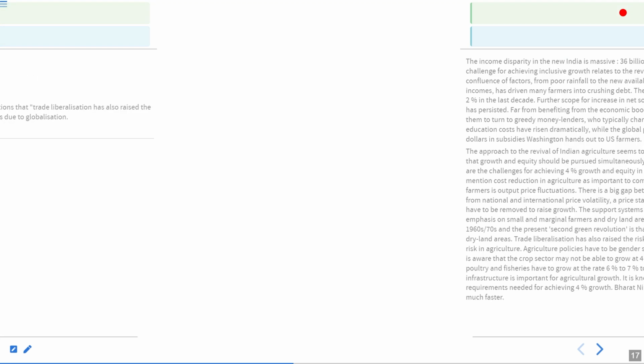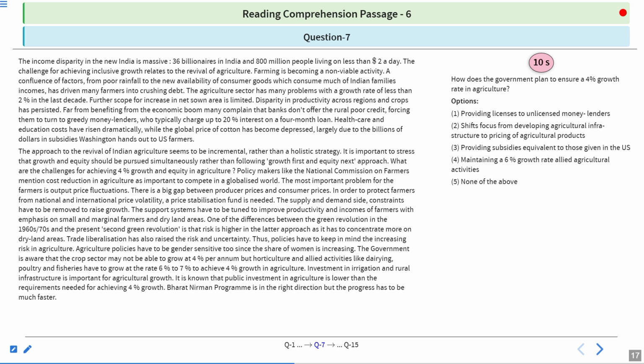I hope you've understood. The next question is, how does the government plan to ensure a 4% growth rate in agriculture? Options are: providing licenses to unlicensed money lenders, shifting focus from developing agriculture infrastructure to pricing of agriculture products, providing subsidies equivalent to those given in the US, maintaining a 6% growth rate, allied agriculture activities, and none of the above. You have 10 seconds to choose accordingly.